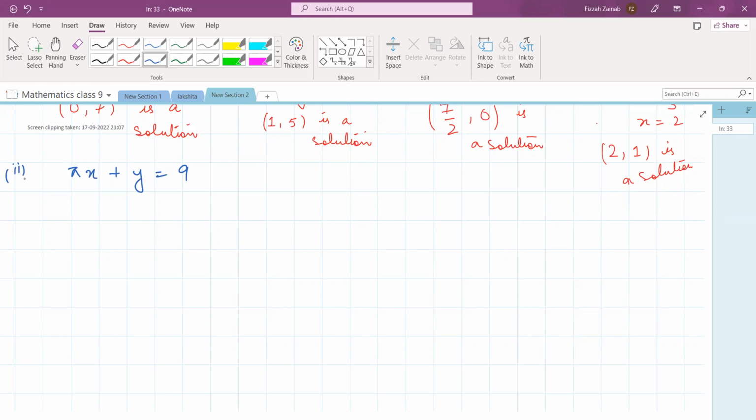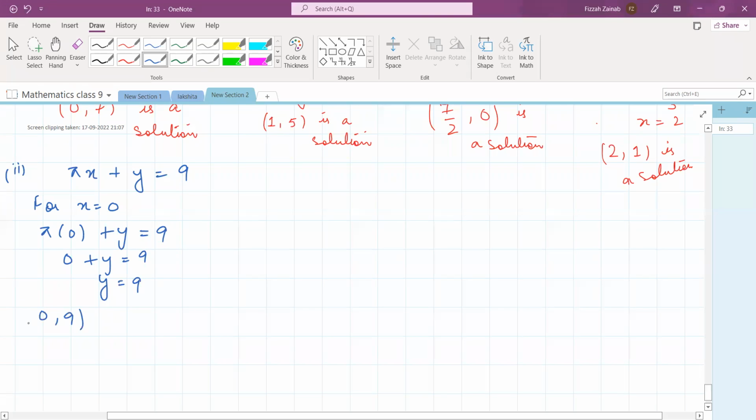So here also we will do the same things. Let's take x is equal to 0 and 1 and then take y is equal to 0 and 1, right? Keep it simple. So for x is equal to 0, let's see. When you take x is equal to 0, the pi is already gone, right? So pi into 0 plus y is equal to 9. So that means 0 plus y is equal to 9 and that gives you y is equal to 9. So 0 and 9 is a solution.